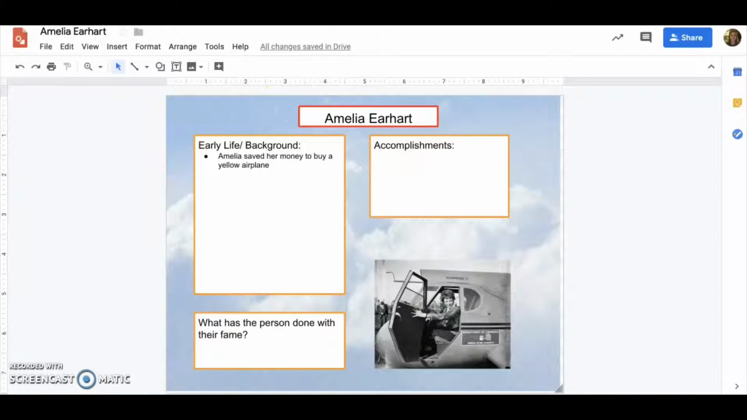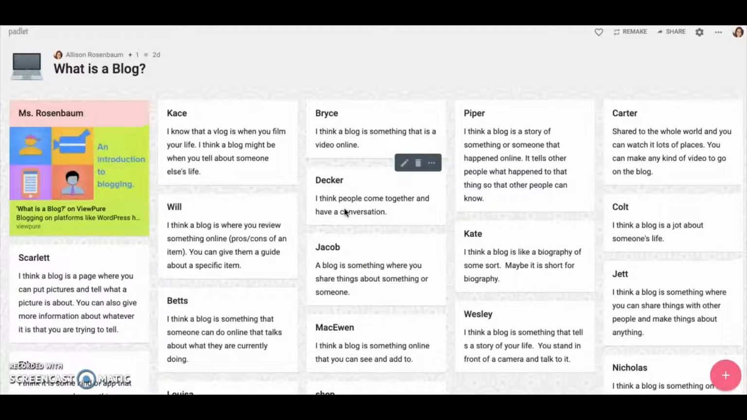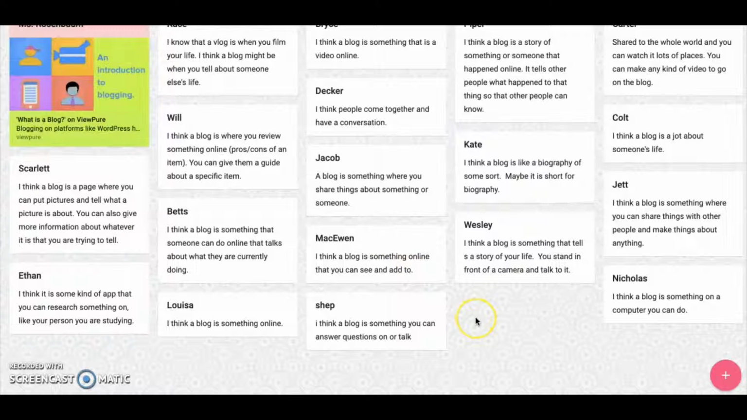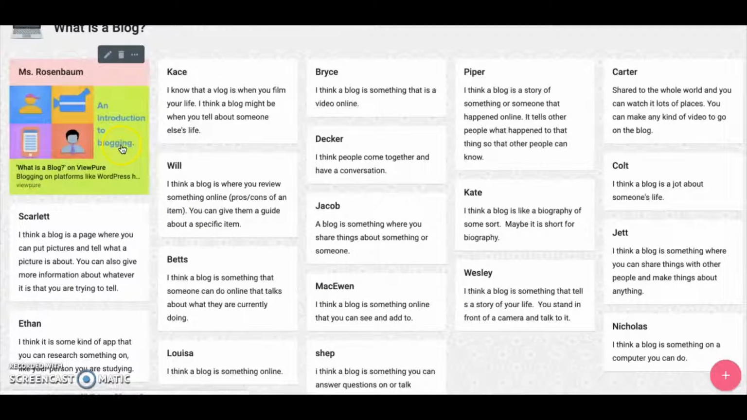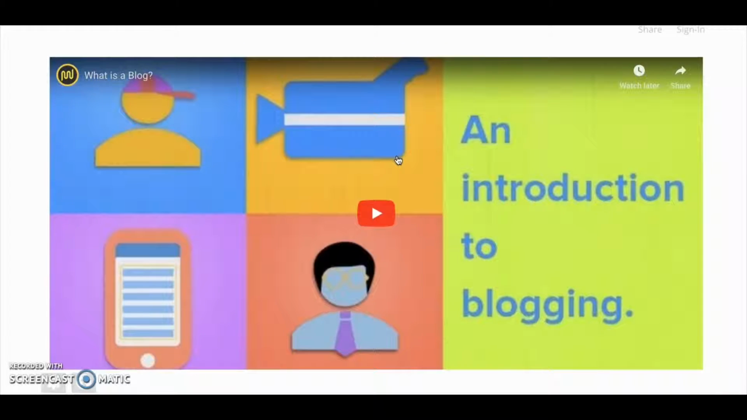Next, I previewed with the students using Padlet what they thought a blog was. These were some of their answers, and many of the kids knew that it was something online, and a lot of them identified it with a video or people talking about their own lives, but didn't really know what a blog was. So I posted this for the students to see, and we used ViewPure to take out the ads, and they were able to see an introduction of what blogging was.